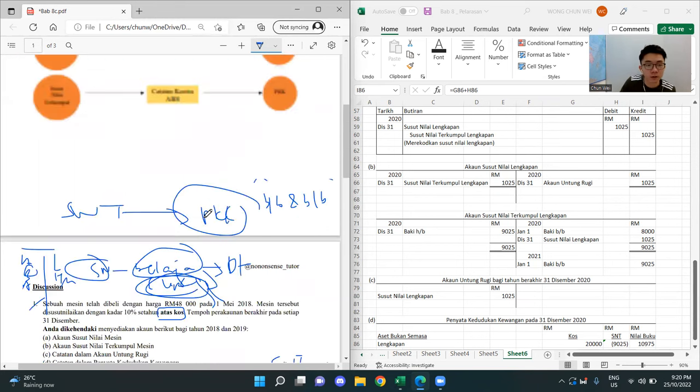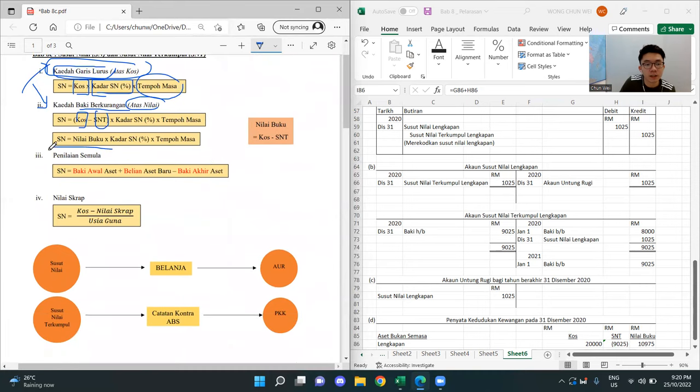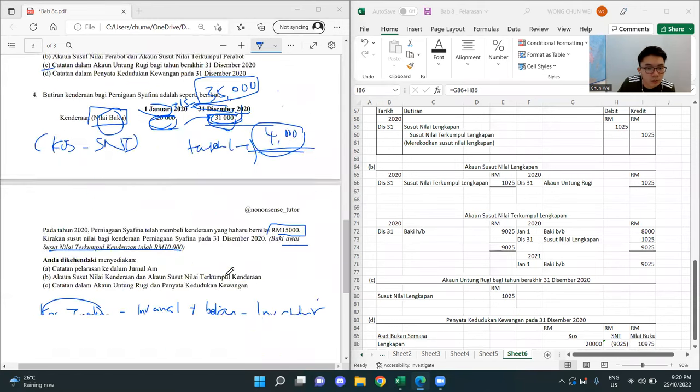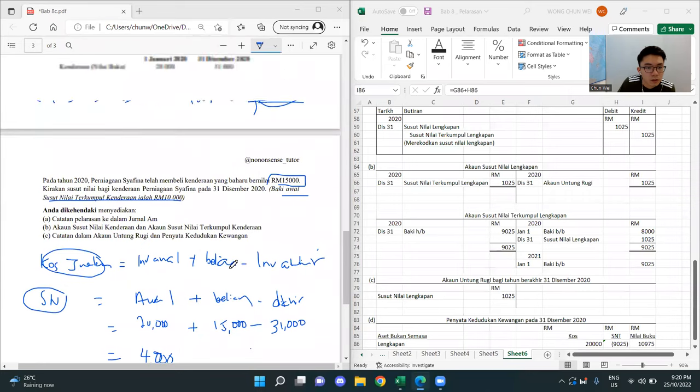Alright, so this is one of the formulas. You see, there is a penilaian semula. Using your baki awal asset, tambah belian asset baru, tolak baki akhir asset, then you get your susut nilai. This is not a susut nilai terkumpul, this is just a susut nilai. Okay, are you guys following? If yes, please type an F in the chat box. Okay, all right. So then, that's 2A.